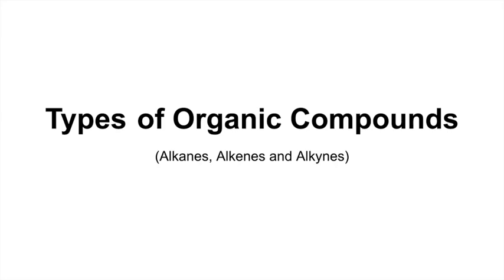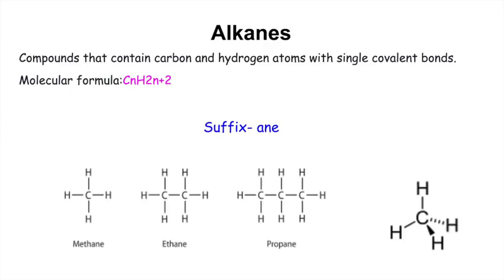In this video, we'll learn about types of organic compounds. Alkanes. What are alkanes? They are compounds that contain carbon and hydrogen atoms with single covalent bonds. The molecular formula is CnH2n+2.